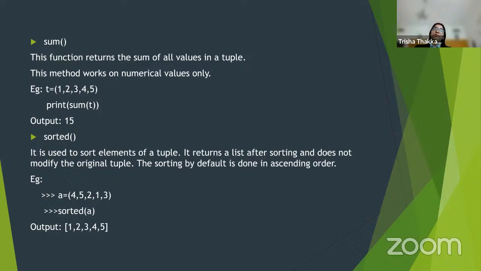We have the sorted function. It is used to sort the elements of a tuple, and it returns a list after sorting and does not modify the original tuple. The default sorting is done in ascending order. In our given tuple, when we print sorted(A), it gives us a list of the elements arranged in ascending order. It is important to understand that the output provided is a list and not a tuple, since tuples are unmodifiable.